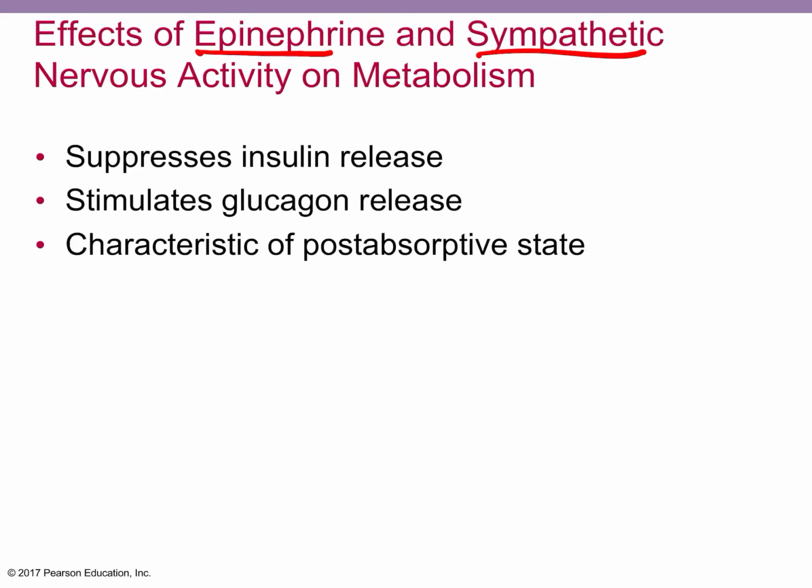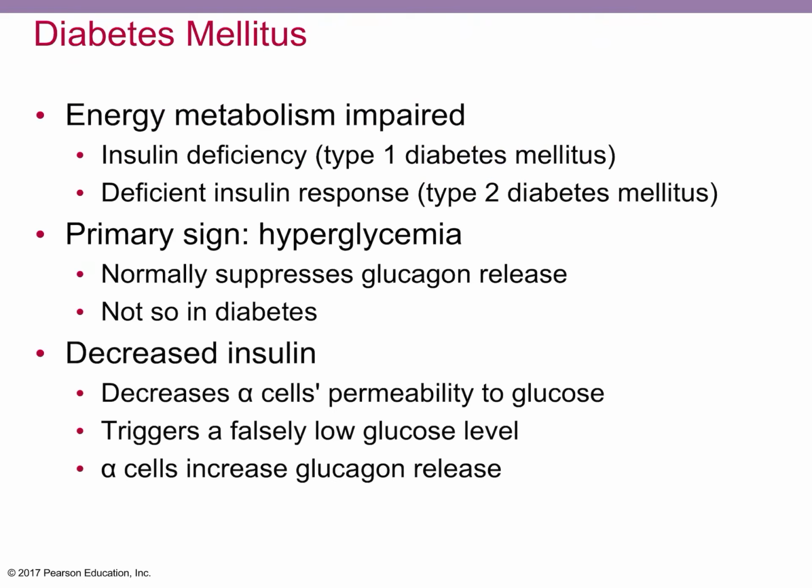So your body starts to do the same thing that glucagon does. It liberates energy molecules into the bloodstream so that your cells can use the energy molecules. So it's going to suppress insulin release because we don't want our body to be in the anabolic state. We want our body to be in the catabolic state. It's going to stimulate glucagon release, and it's going to be very characteristic of everything that glucagon does, the post-absorptive state.